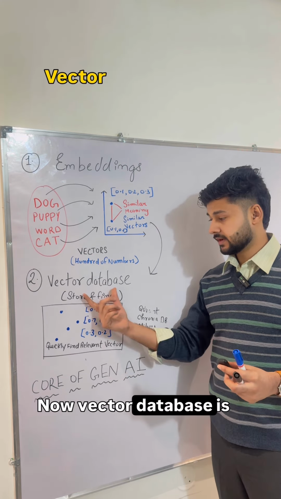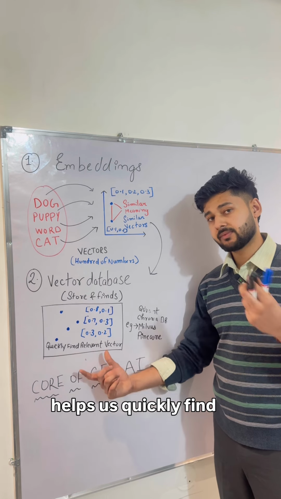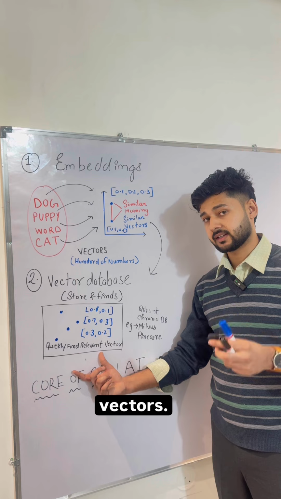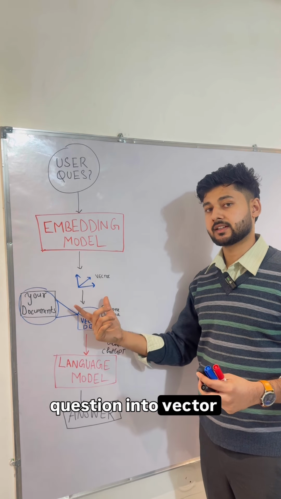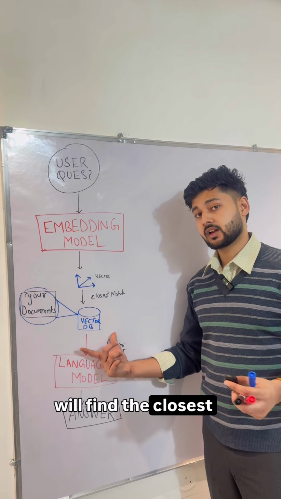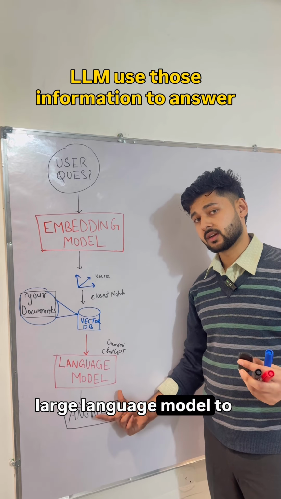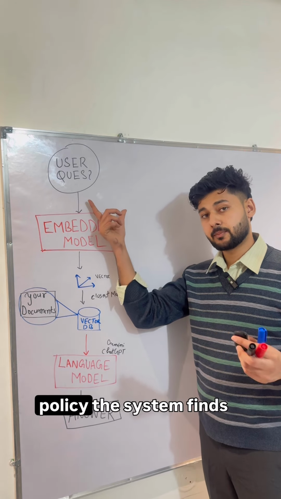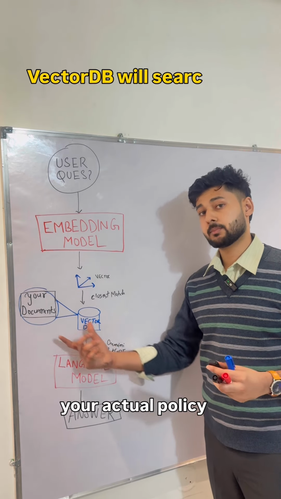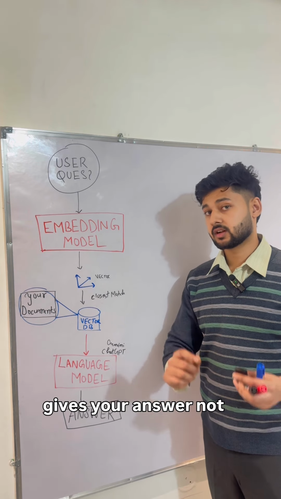Now, vector database is just a place where these vectors are stored, and it helps us quickly find the most relevant or similar vectors. When you ask a question, an embedding model will convert your question into a vector. Then the vector database will find the closest piece of information. Then those pieces get passed to a large language model to use when writing the answer. For example, if you ask what is our refund policy, the system finds your actual policy document and feeds it to the large language model.